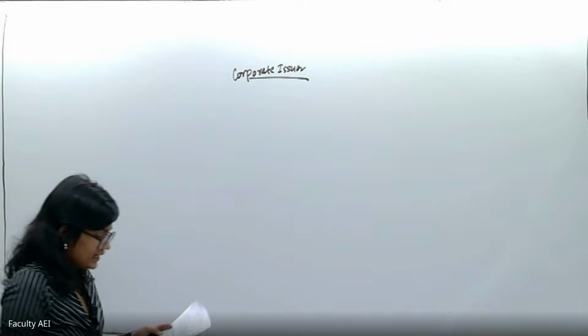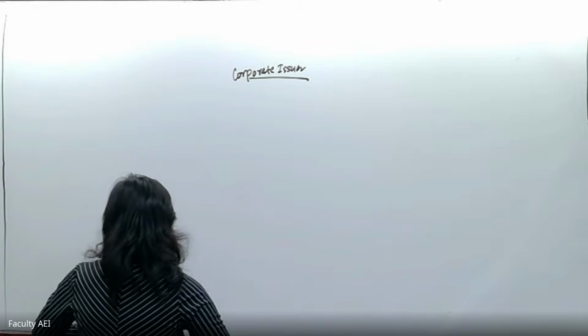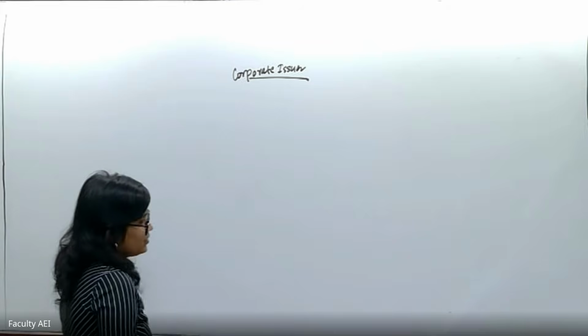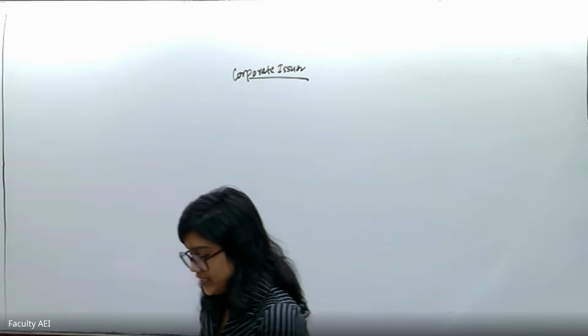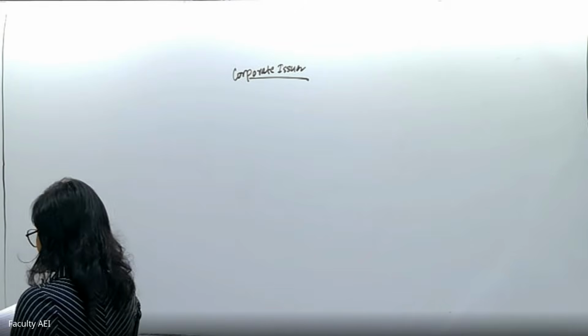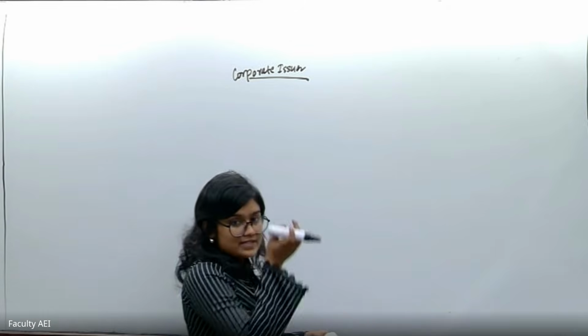So, in the first reading, we'll be discussing the different kinds of organizational forms, like what is sole proprietorship, what is partnership, what is company form, and how these forms differ from each other. Organizational forms refer to how businesses are set up from a legal and organizational point of view.